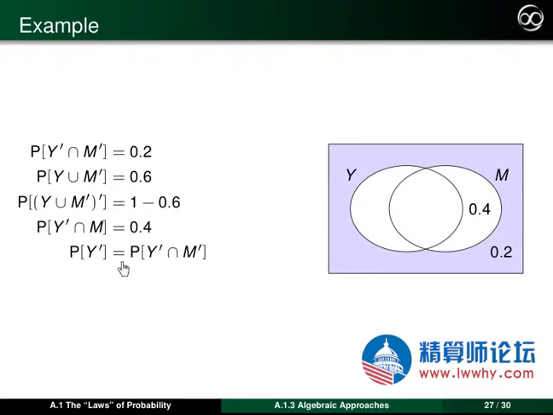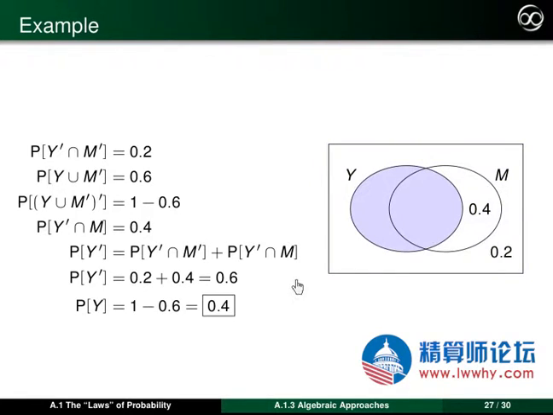Probability of being not young, that's chance of being not young and not male, the outside piece that had probability 0.2, plus probability of being not young but being male, which is probability 0.4. And so those add up to 0.6. The chance of being outside of this, chance of being young, is 1 minus 0.6, which is 0.4.